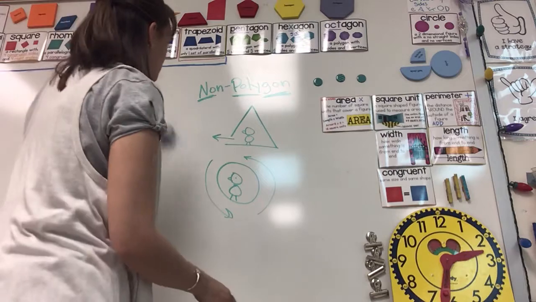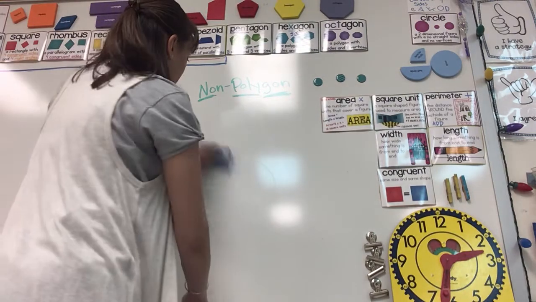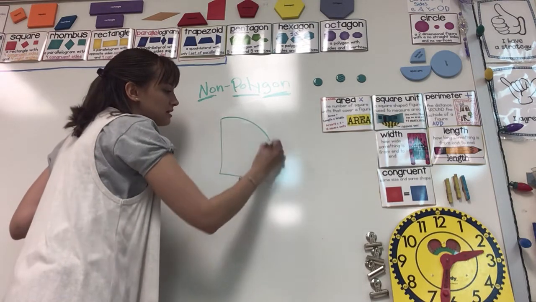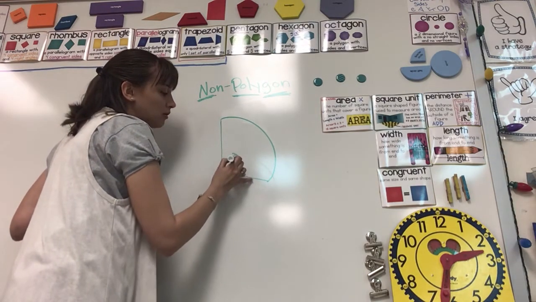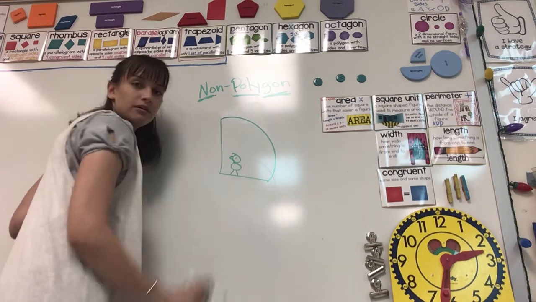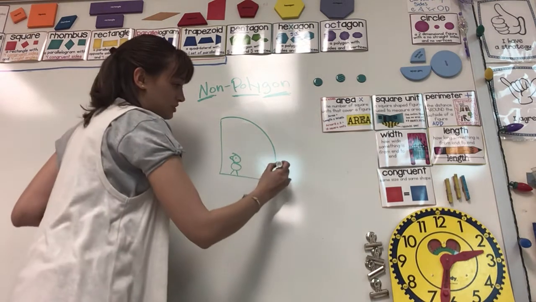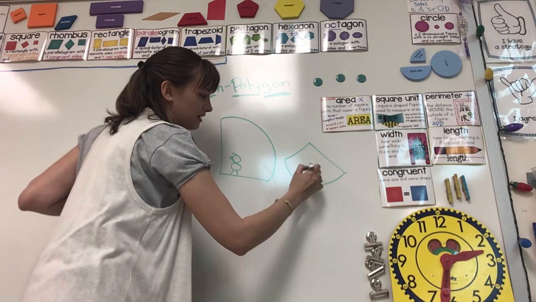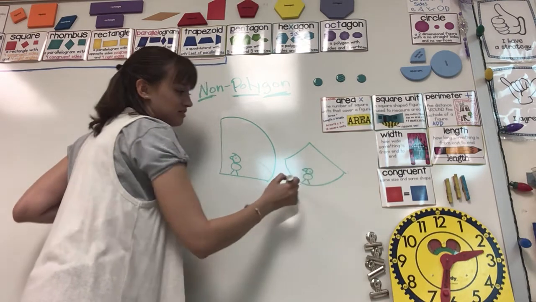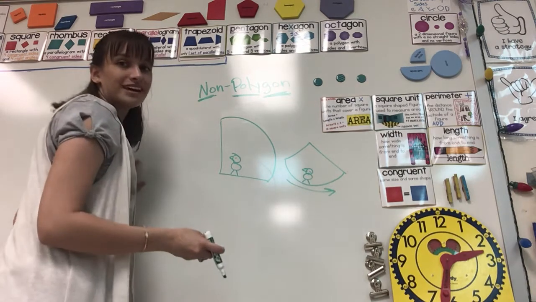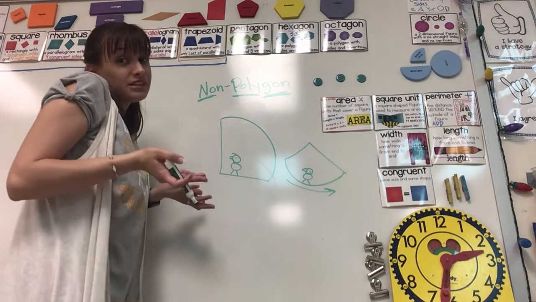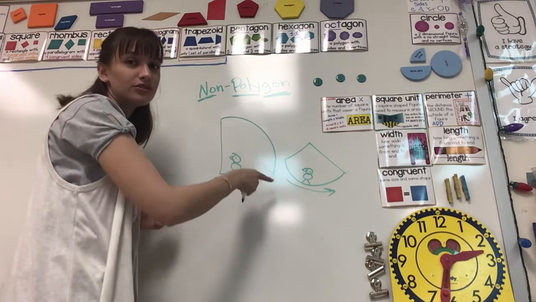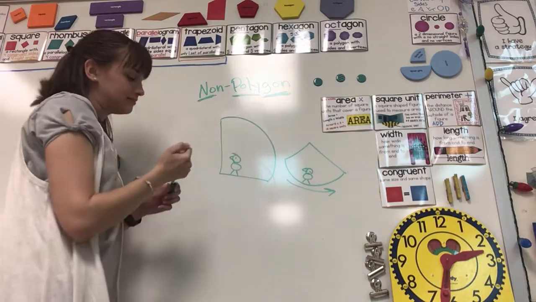What about if I put Polly in something that has straight sides and then it has a curve? Well, I could put Polly this way, but if I turned the shape and put Polly in it this way, he's still going to rock back and forth like a boat. No, Polly, he's gone. So even though it has straight sides, it still has that curve, which makes it a non-polygon.